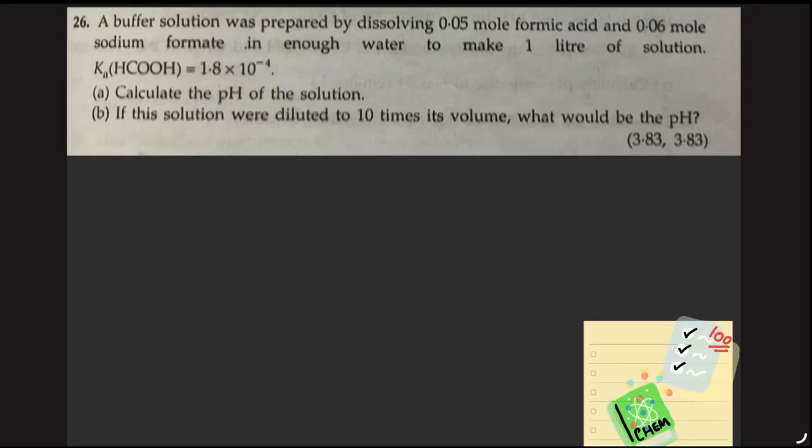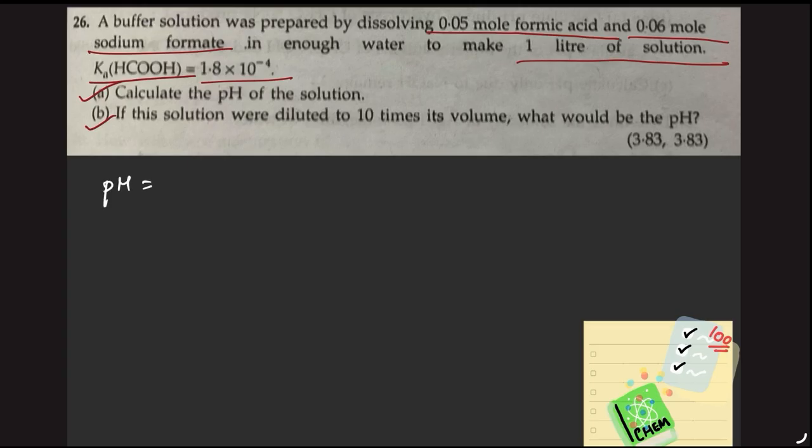A buffer solution was prepared by dissolving 0.05 mole formic acid and 0.06 mole sodium formate in enough water to make 1 liter of solution. The acid dissociation constant for formic acid is given as 1.8 into 10 to the power minus 4. Calculate the pH of the solution. This is the first part. And the second part is, if this solution were diluted to 10 times its volume, what would be the pH?